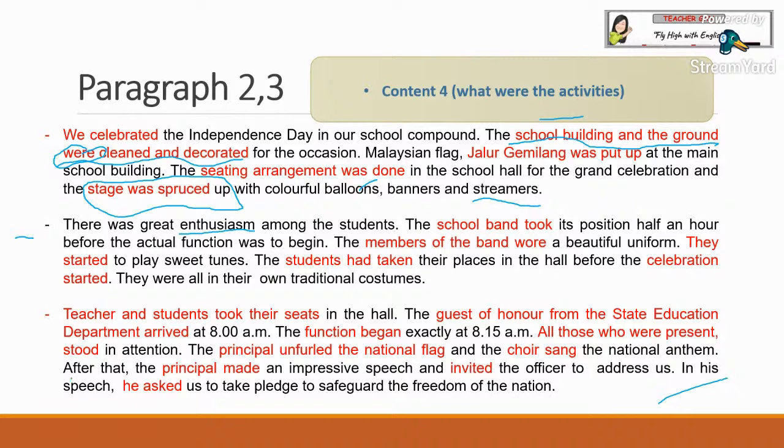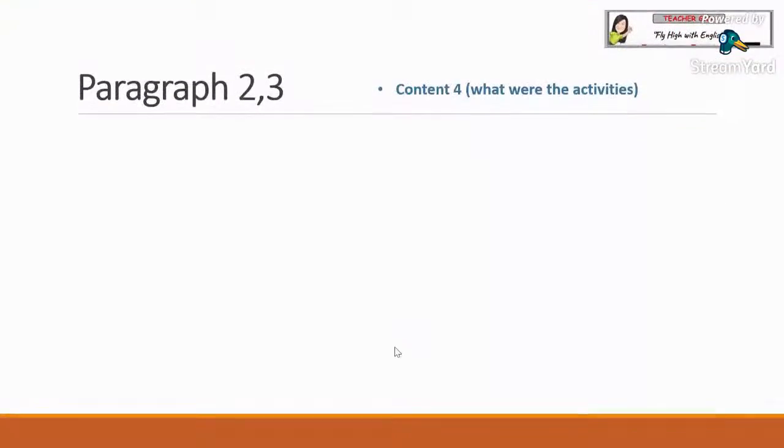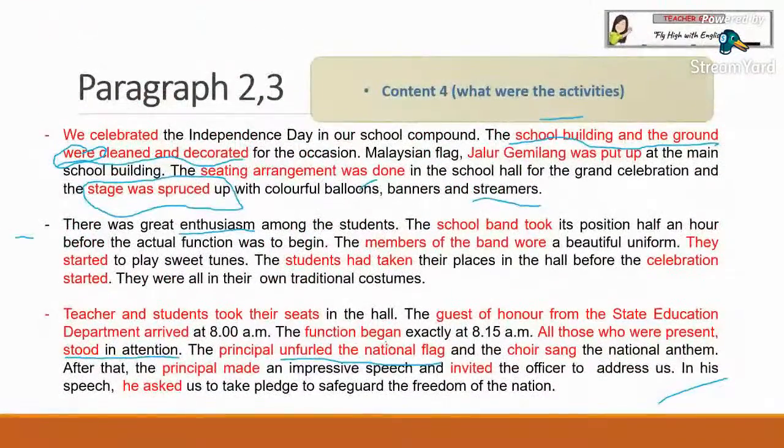Next. Teachers and students took their seats in the hall. The guests of honor from the State Education Department arrived at 8 a.m. The function began exactly at 8:15 a.m. All those who were present stood in attention. So stood in attention is also good. It means to stand and give attention. The principal unfurled the national flag. Unfurl means to open it up. Maybe it was folded or rolled up, so he unfolded it. And the choir sang the national anthem.